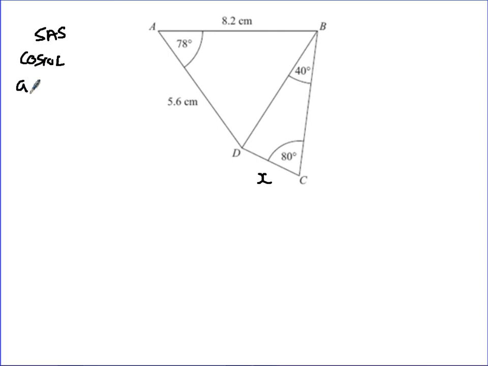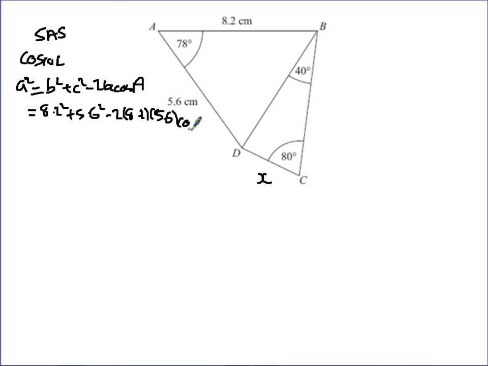So the cosine rule states that a squared equals b squared plus c squared minus 2bc cos A. It's on the formula sheet at the front. So it's the two sides. So it's 8.2 squared plus 5.6 squared minus two lots, no matter which order you put the 8.2 and 5.6 in, two lots of 8.2 times 5.6 cos A, the big angle, which is 78. That goes into your calculator.